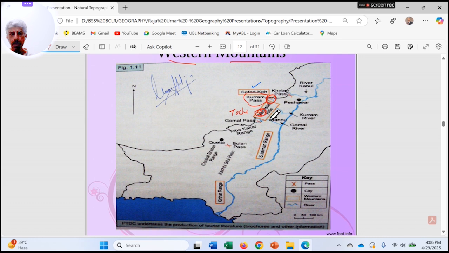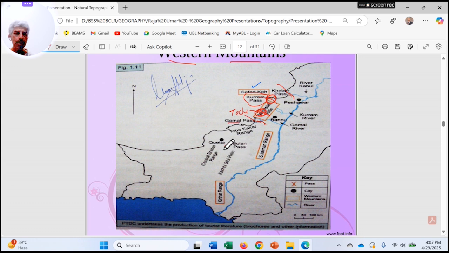Tochi Pass provides a way to go to Afghanistan. In the same way, Kuram Pass, and we have up over here the Khyber Pass already available to enter Afghanistan. And then we have Gomal Pass, Der Ismail Khan region, and again this pass allows us to reach Afghanistan.